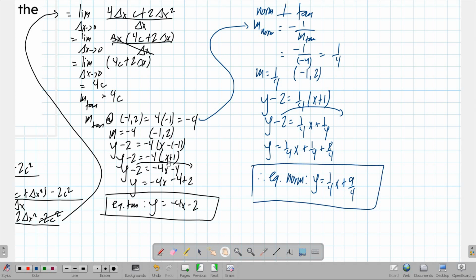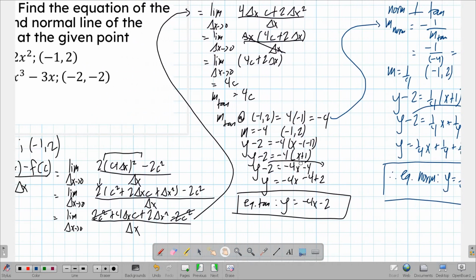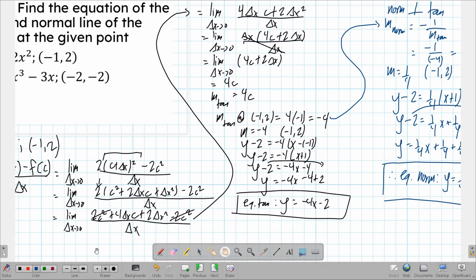There you go. And as you can see, it's quite a tedious process in finding the expression that would give us the slope of the tangent and later on the normal line. So, we would have now different rules to make the process easier without going through the limits. And we'll go through that in the next video.